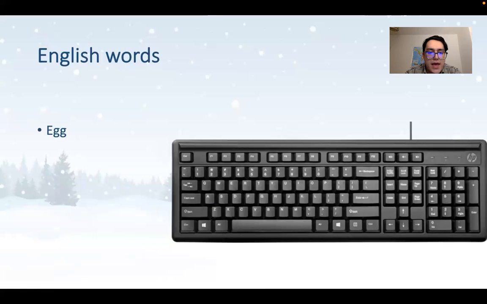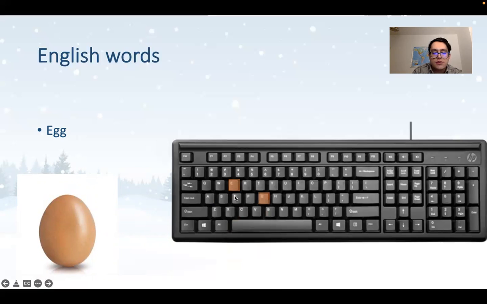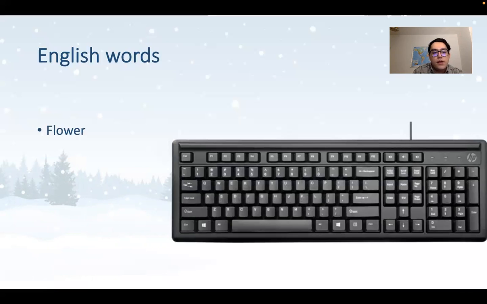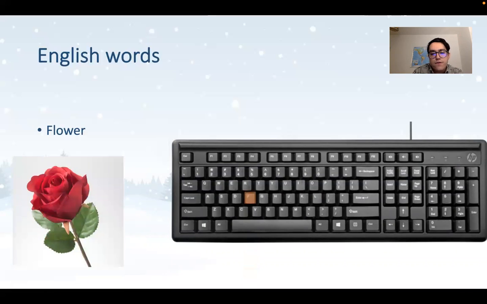Next we have egg. E right here, you find it on your keyboard. Next we have G, double G, so you press it 2 times. Don't forget, if you have some letter twice in one word, you press it 2 times. Next we have flower. F, you can find it on the keyboard, L-O-W-E-R, flower.